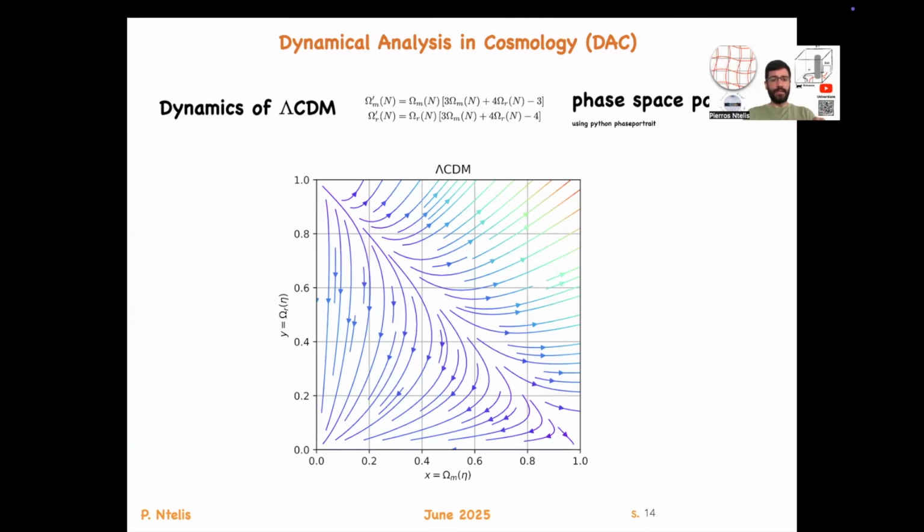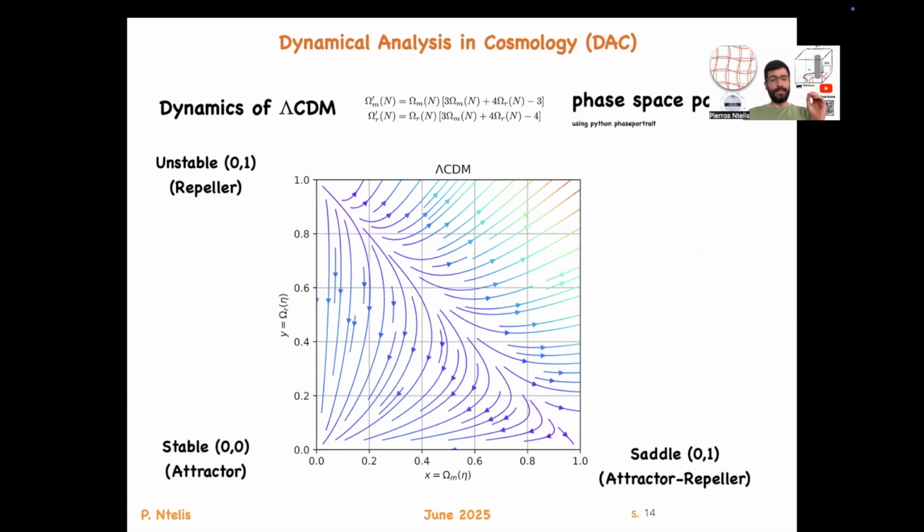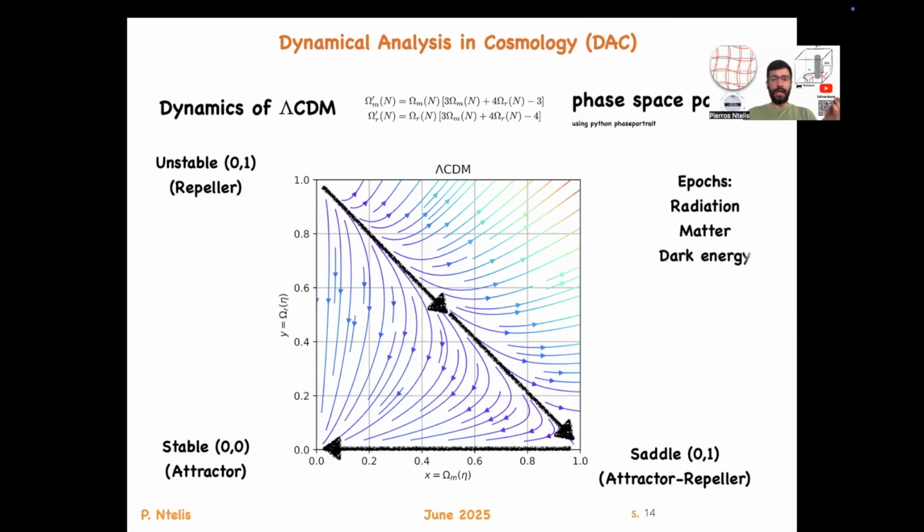see here the description of omega matter as a function of omega radiation. There are these points that appear: an unstable point, a saddle point, which is an attractor and repeller, and a stable point, which is an attractor. And the 0,0 is the dark energy one. Now, we can start from a repeller, which is radiation domination, and go to an attractor repeller, which is matter. And then from matter, we can go to dark energy.